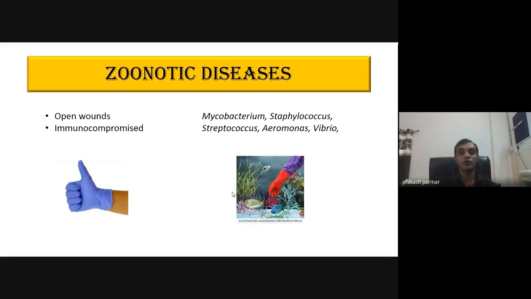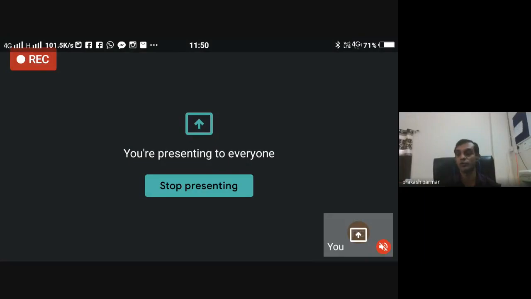Now, when we are in contact with the fishes, we have to take care of human health also, of whoever is handling the fishes. That we also have to think about. These are known as zoonotic diseases. Zoonotic diseases are diseases that spread from lower animals to higher animals.